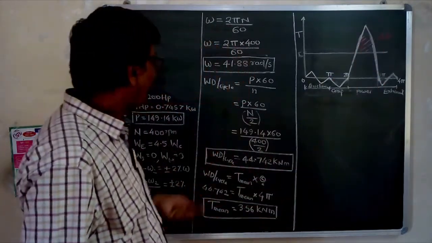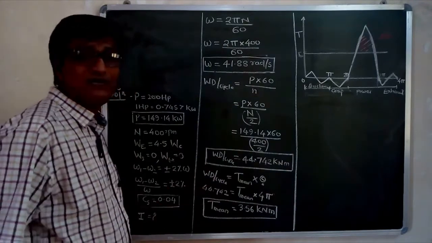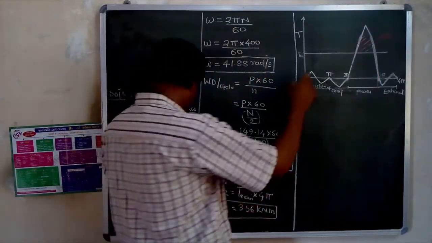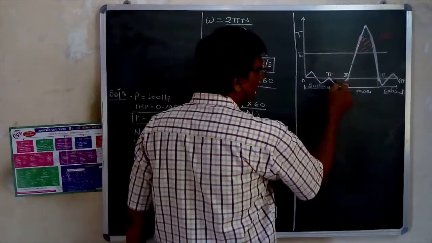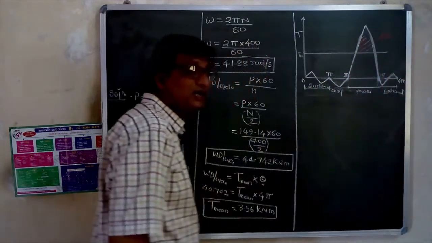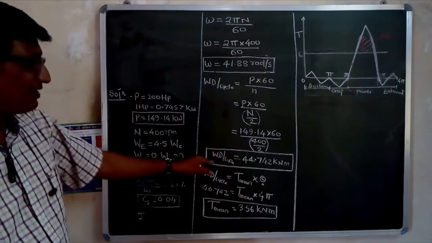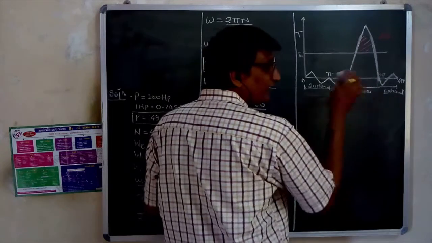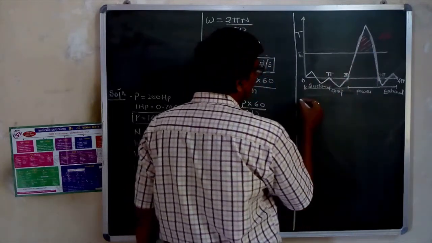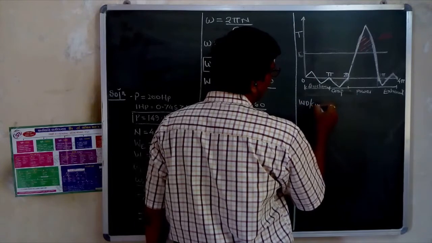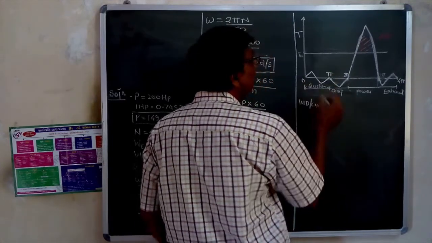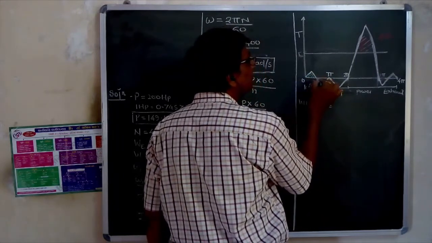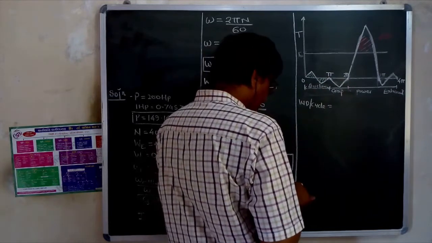Now what is the work done per cycle? Work done per cycle is nothing but the area of the total graph. This total area is the work done per cycle. So let us find out the work done per cycle by the area. I can take work done per cycle as the work during suction. So this is the work during suction.